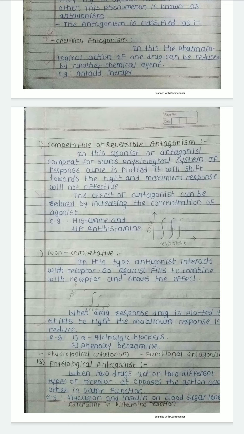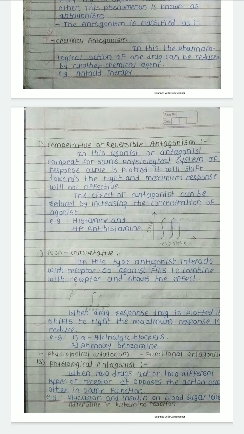If you see the curve where response is plotted, it will shift towards the right side, and the maximum response will not be affected, as both are competing with each other. The effect of the antagonist can be reduced by increasing the concentration of the agonist. While you are increasing the concentration of agonist, the effect of the antagonist will decrease. For example, histamine and antihistamines. If you increase the histamine activity, the effect of antihistaminic drugs will automatically decrease, and this is known as reversible or competitive antagonism.